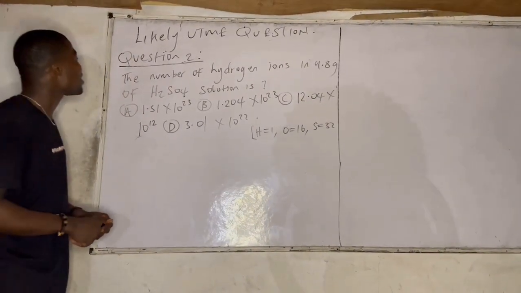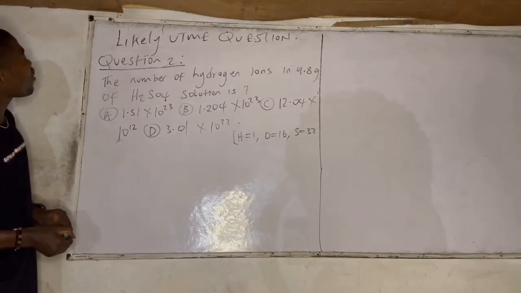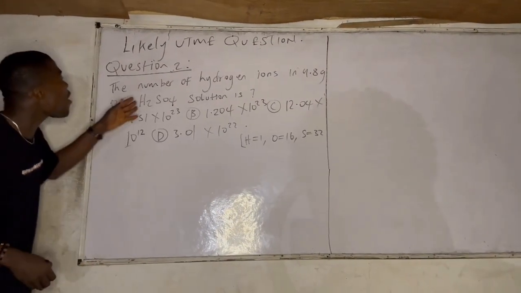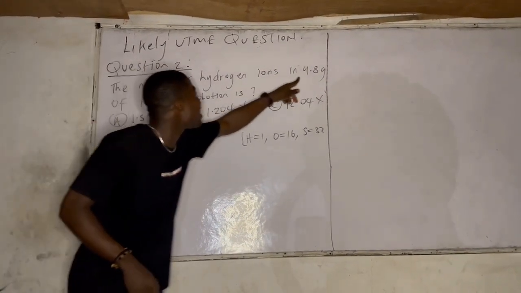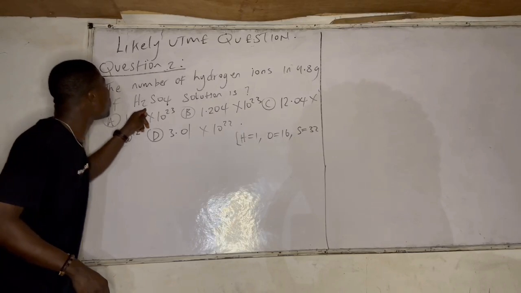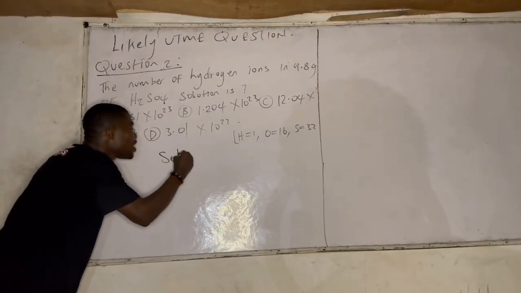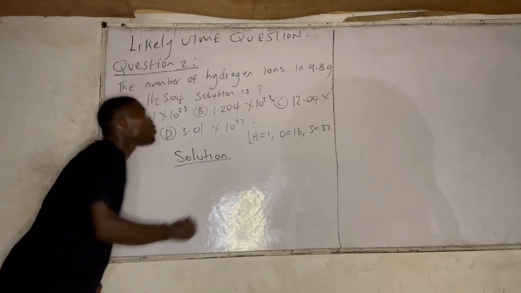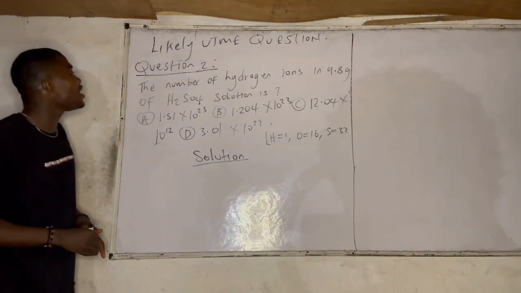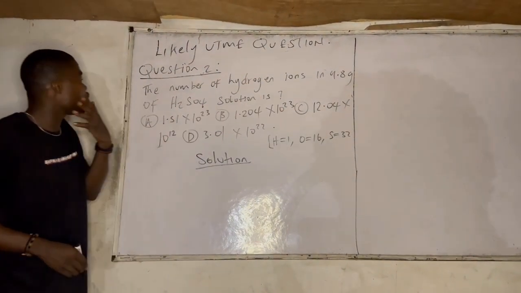Question 2 straight ahead. Question 2 of this series says: the number of hydrogen ions in 9.8 gram of H2SO4 solution. That's sulfuric acid. So, solution, quickly, no time. Now, the number of hydrogen ions in this solution of H2SO4.